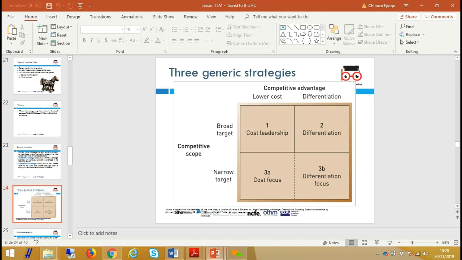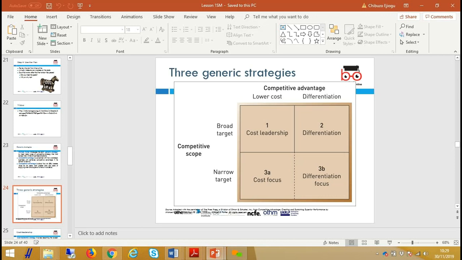Or sometimes they can undercut the price and sell cheaper than their competitors and even chase the competitor out of the market or whatever. So the first strategic choice is cost leadership.